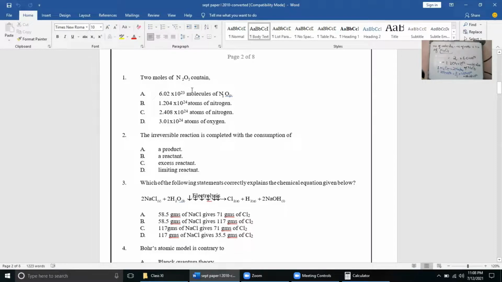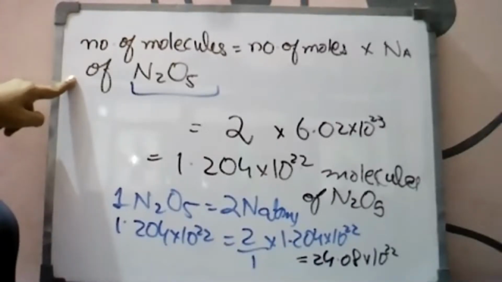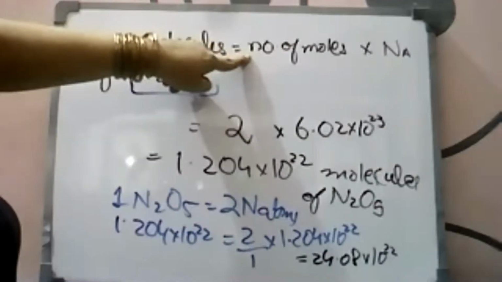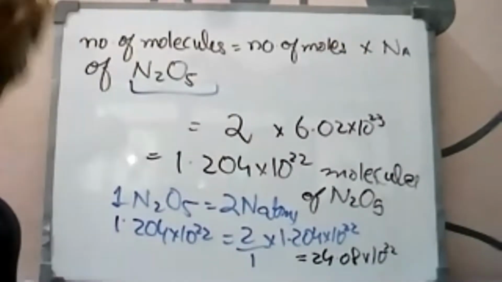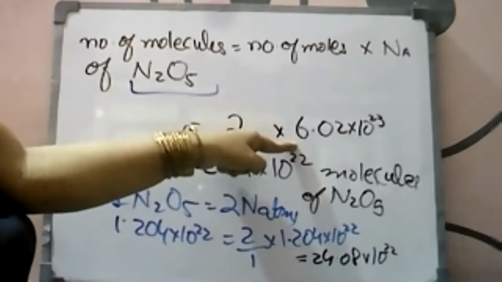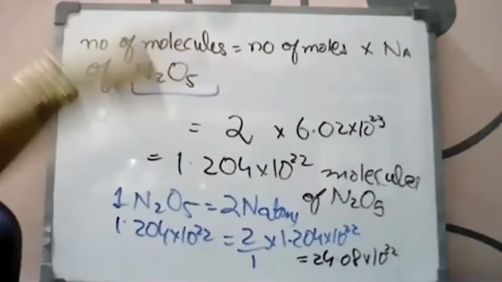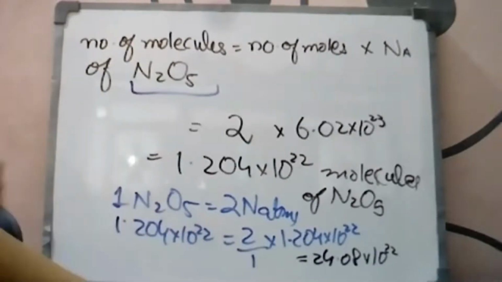So you will use the formula of number of molecules. The formula is: number of molecules of N2O5 is equal to number of moles multiplied by Avogadro number. 2 moles are given in the question and the Avogadro number value is 6.02 exponent 23. When you multiply, you will get this answer. I'll show you how you will get the answer.